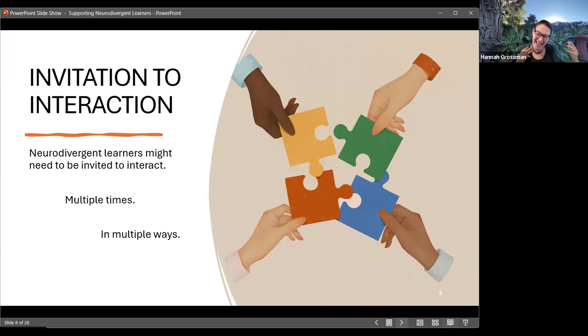So having an invitation to interact, making that invitation at multiple times, in multiple places, in multiple ways, will allow neurodivergent learners to take you up on that invitation when they can, in ways they can, in places at times that work for them. So this was the first of my universal supports. Are there questions or comments about it?